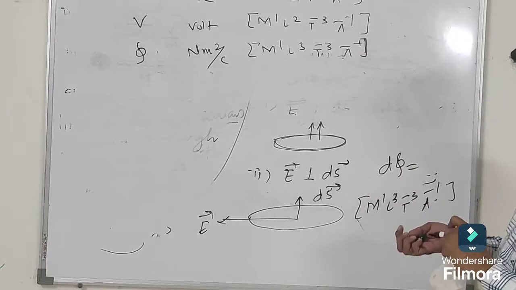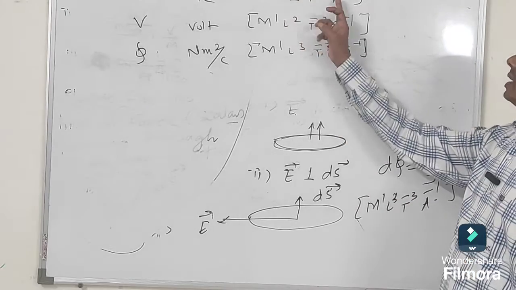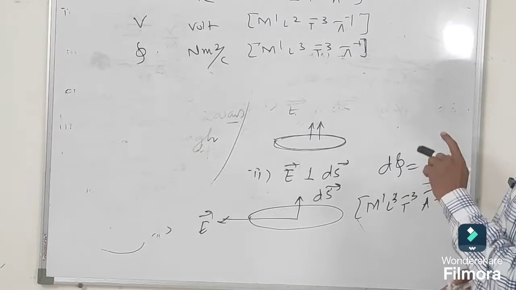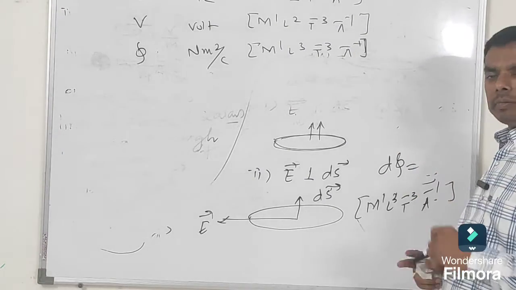So we can also remember it this way: 11 minus 31, 12 minus 31, 13 minus 31. This is electric flux, electric intensity, electric potential.